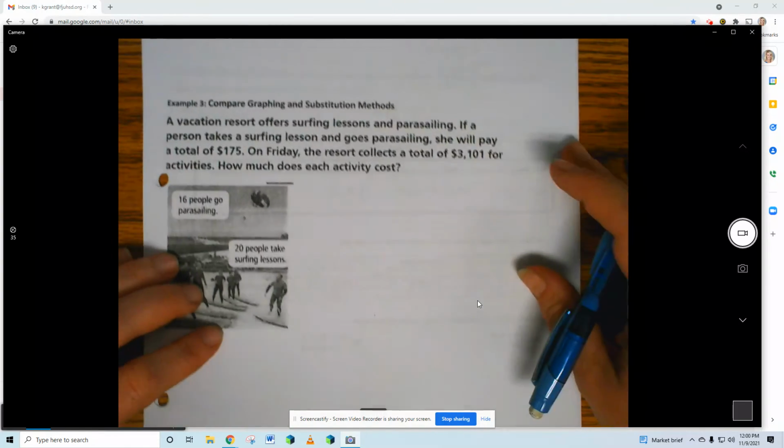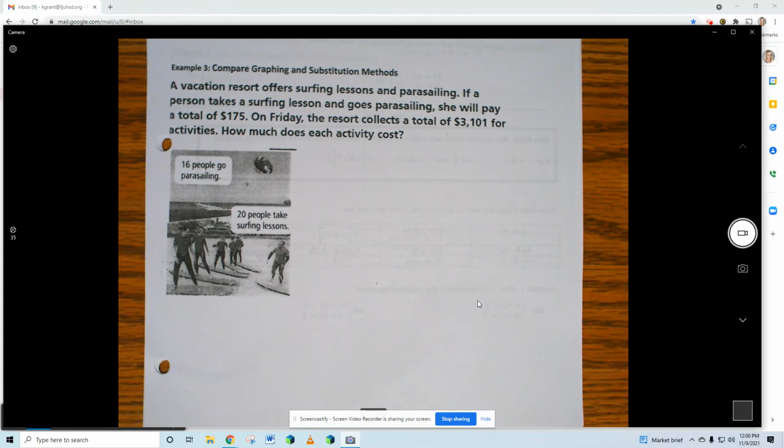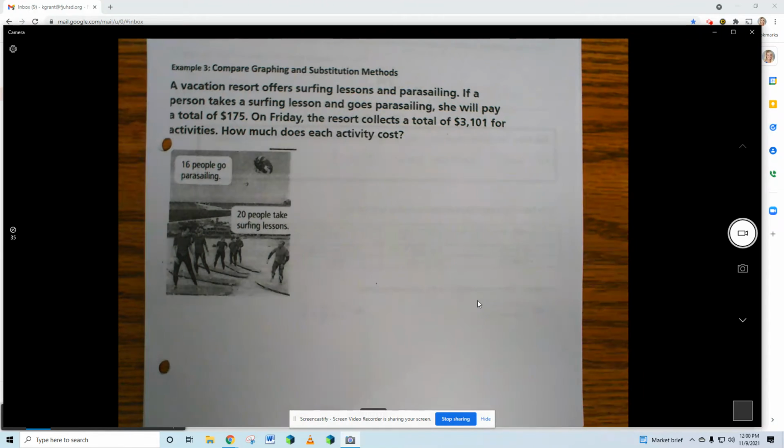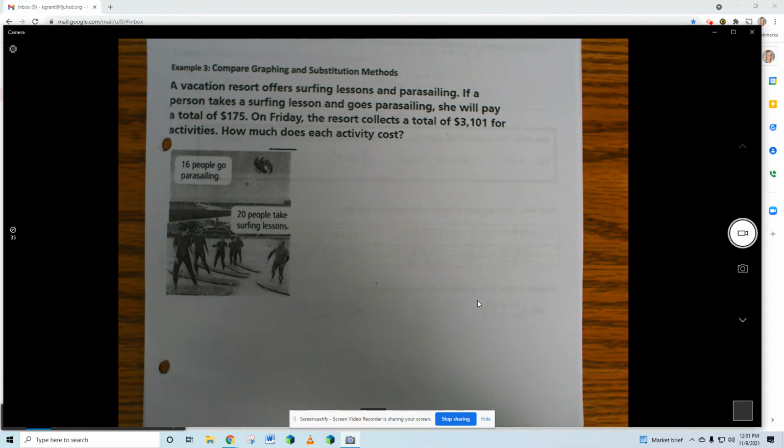So let's now go to this word problem. A vacation resort offers surfing lessons. Actually, someone else read it out loud. Volunteer. Go ahead. A vacation resort offers surfing lessons in Paris. When a person takes a surfing lesson and goes parasailing, she will pay a total of $175. On Friday, the resort collected a total of $3,101 for activities. How much does each activity cost?